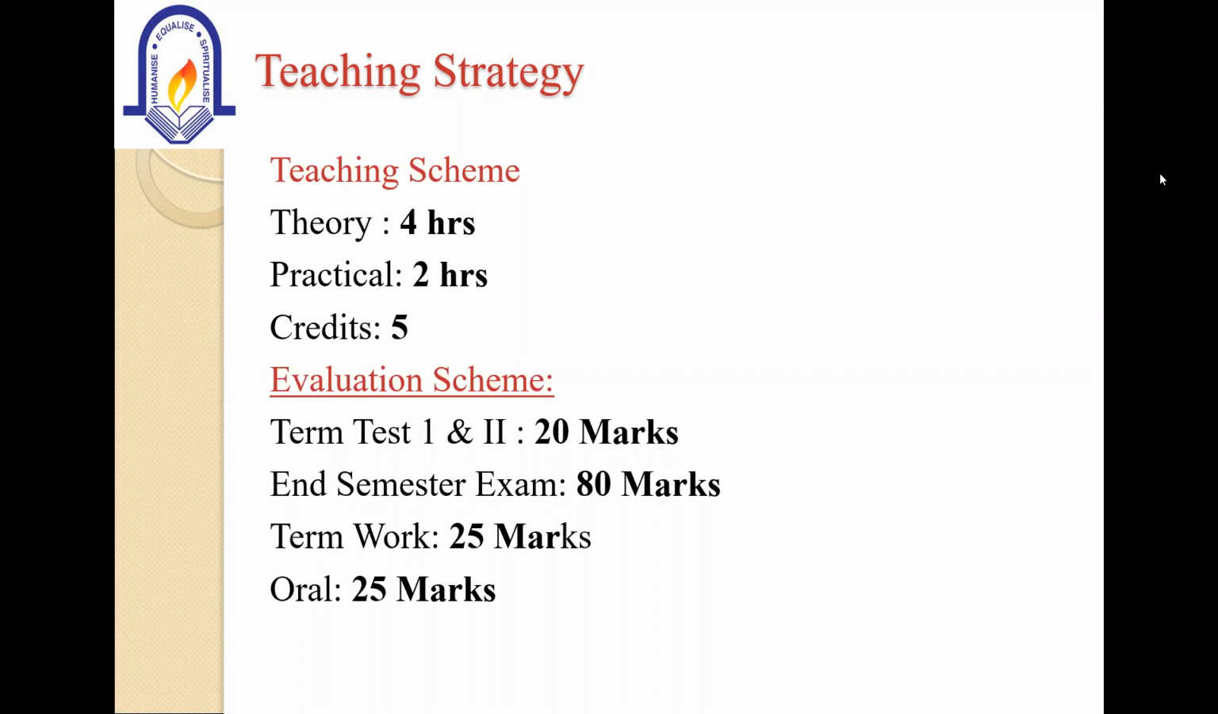There is a term test 1 and 2. So term test 1 will comprise of 20 marks, as well as term test 2 will be also of 20 marks, and the average will be considered in the end semester exam, that is of the 20 marks. And the final semester exam is of 80 marks. Term work will comprise of 25 marks and the oral will comprise of 25 marks.